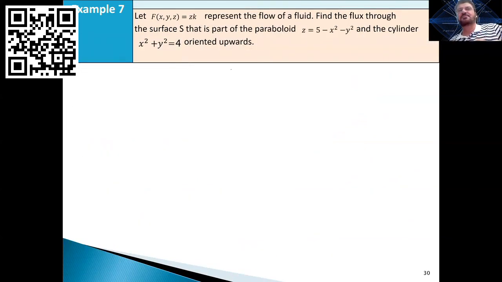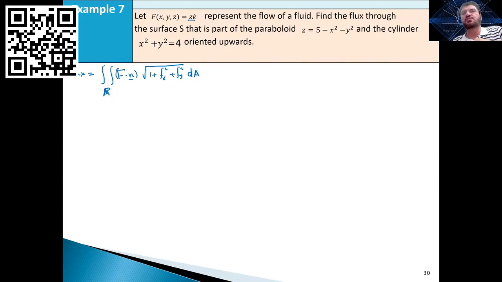Last question. F of x, y, z is zk only. So this is F. All right, so what do we say? Flux. I will always start with the formula. Over S. So let's make it over R. F dot N times square root of 1 plus Fx squared plus Fy squared, then dA. I would start always with N.